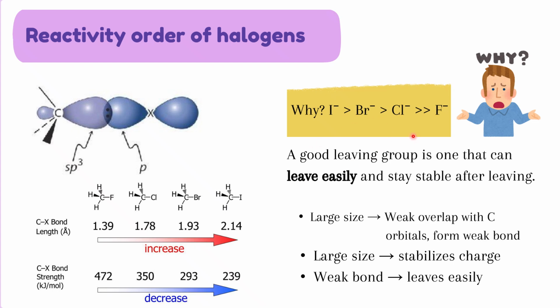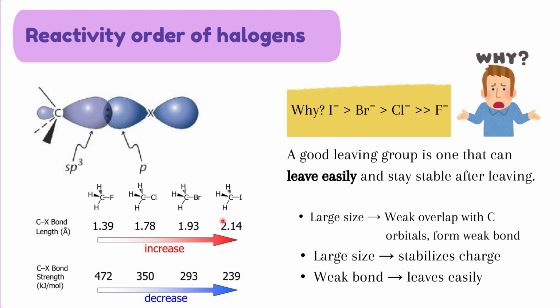So why does iodine easily leave the substrate? The reason behind it is its size, because iodine is bulkier in size, due to which the overlap of its orbital with the orbital of the carbon atom is very poor, due to which the bond formed is quite longer than that of the other halogens, and as the bond length increases, it is very easy to break the bond, and hence we require very less energy to break it.